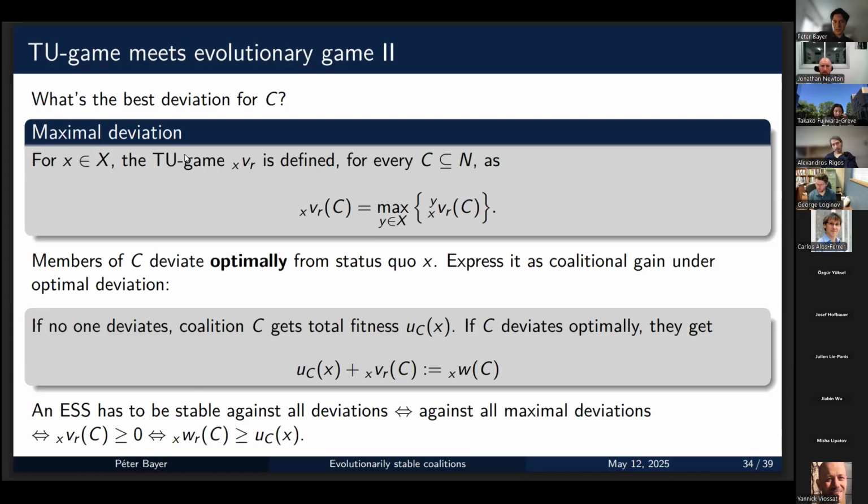And next, for every possible Y, I'm going to ask, what would that coalition do? If that coalition C would be free to pick what they do, instead of moving from a designated status quo to a designated alternative, I'm just asking, what would they move to? What is the maximum fitness gain that that coalition can achieve? Okay, so I get another TU game by taking a maximum over all possible strategies for coalition C. Members of C deviate optimally.